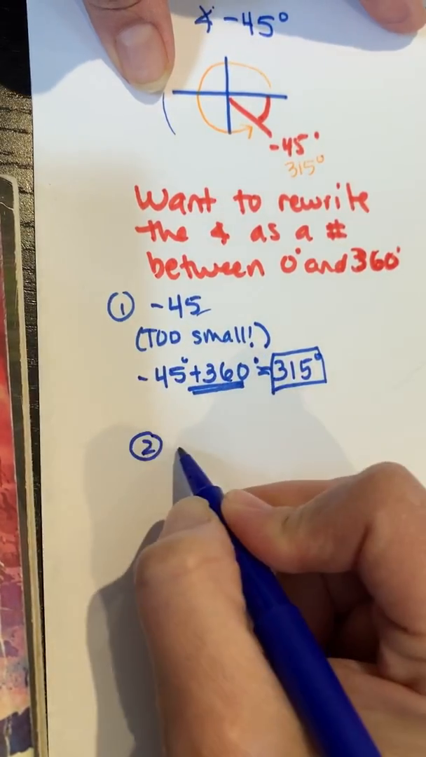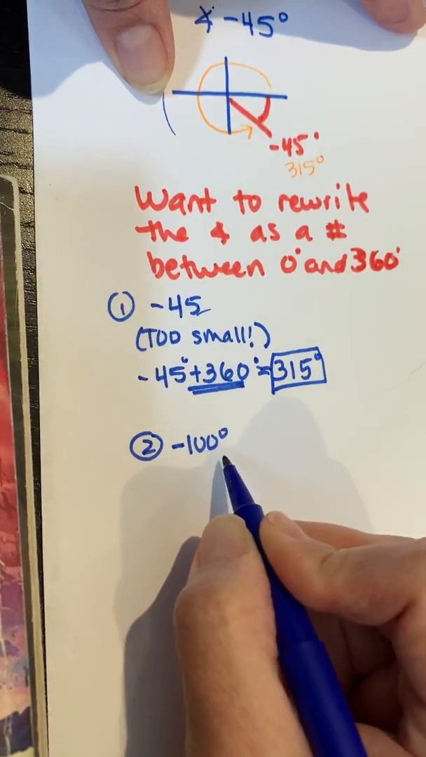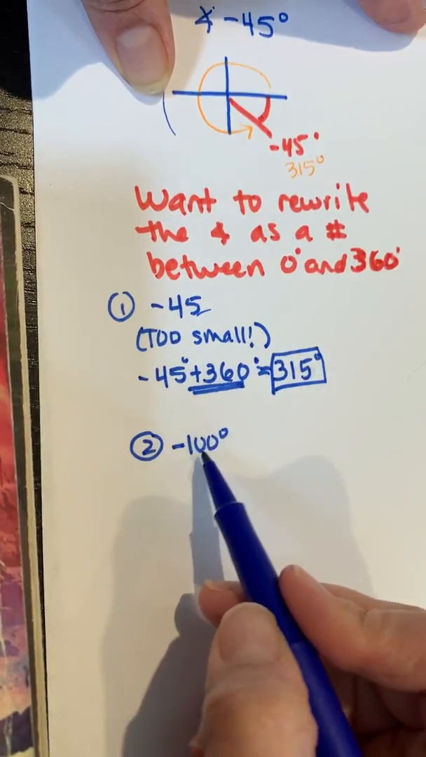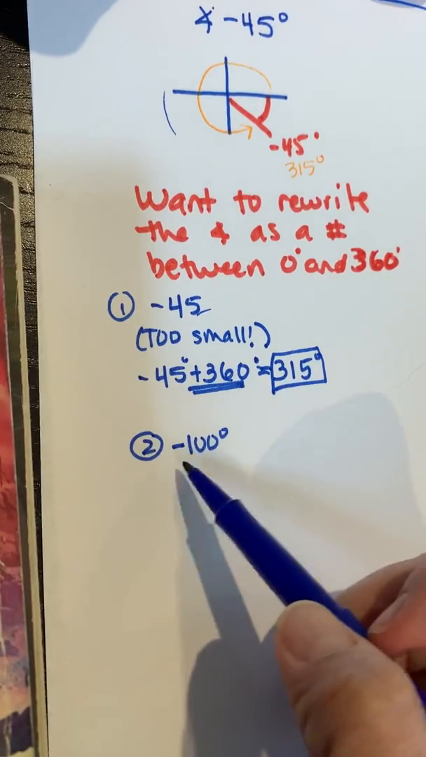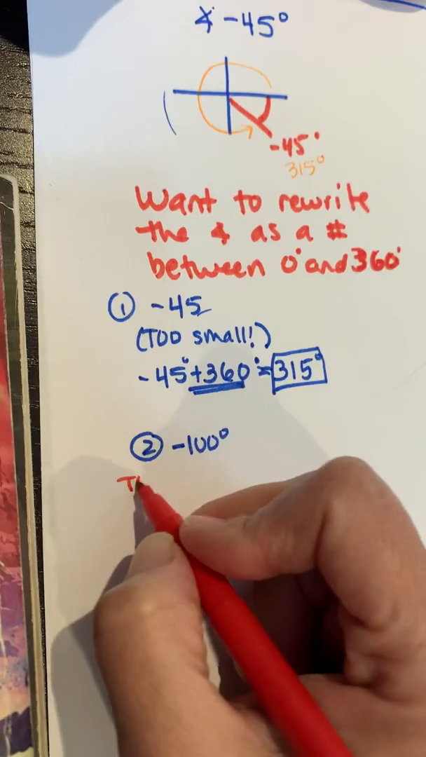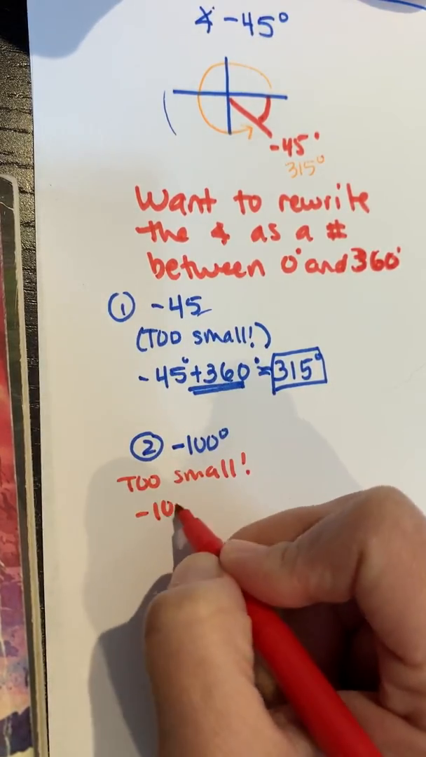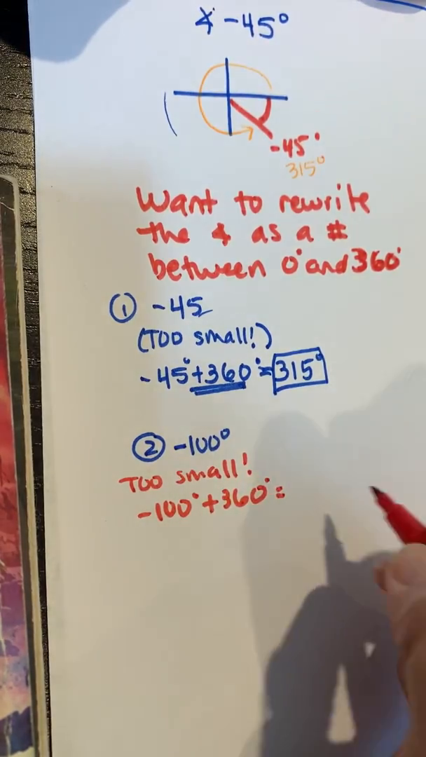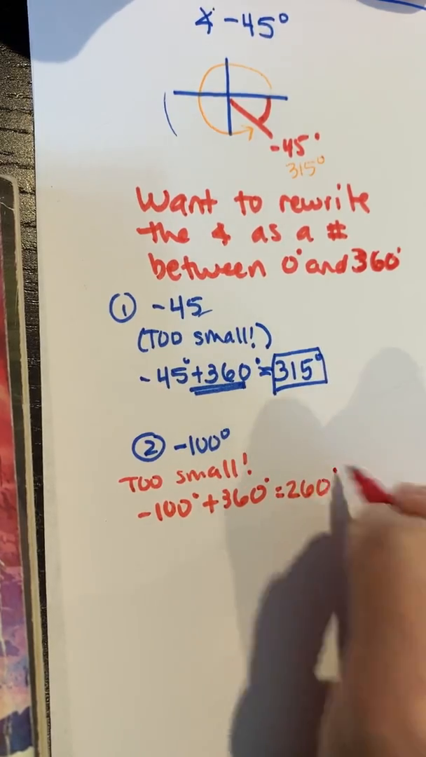What about if I say negative 100 degrees? I want you to rewrite this as a number between 0 and 360, all right? That means the smallest positive coterminal. So you go, oh, that's too small. So I'm going to rewrite it this way. I'm going to say too small. This is how you work it out. So you go negative 100 plus 360, and you get 260. Done.